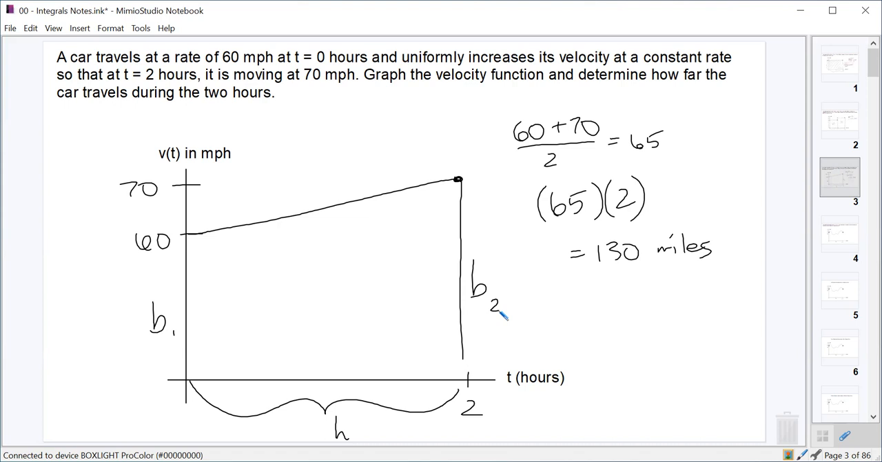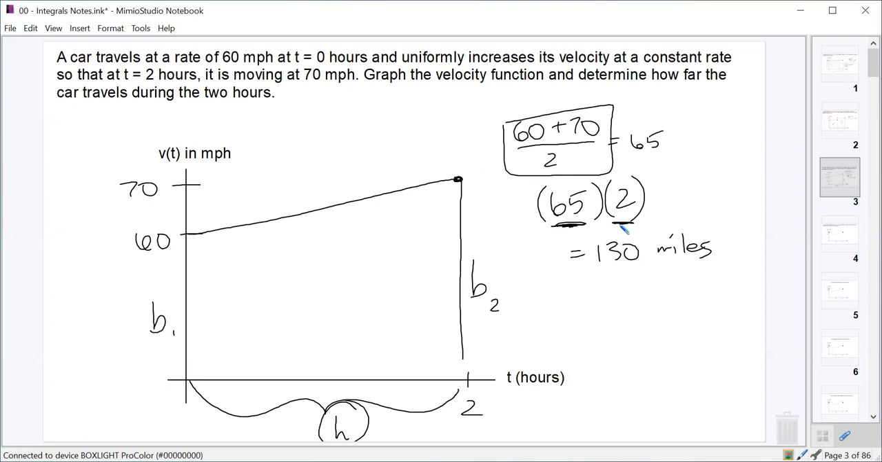Well, you do the average of the bases, base 1 plus base 2 divided by 2. That's that 65. And then you multiply it by the height, which was 2, and it gave us 130 miles, which was the area of that trapezoid that we get underneath that curve. So we can see that there are some instances where it's useful to know what the area underneath a curve might actually be.